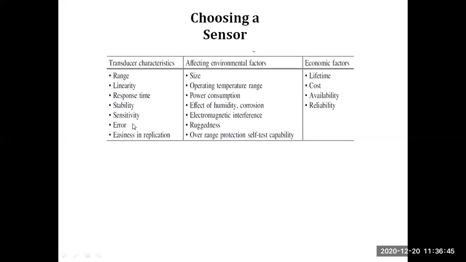Then comes the error with respect to the desired value or as compared to the benchmark value, and easiness of replication. Then comes different environmental factors and economic factors before choosing the sensor, right? Is it a very bulky sensor, or does it get affected by humidity or corrosion? Or does it consume a lot of power? Some of the sensors are quite active, some are passive. Then we can have economic factors like cost and availability, reliability.